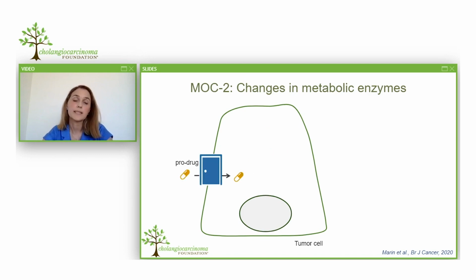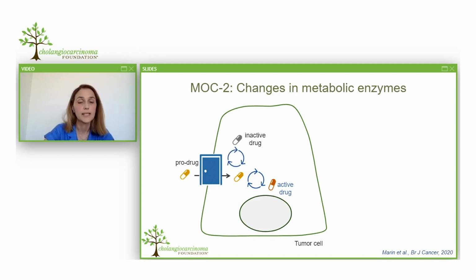But we have to keep in mind that in some cases, drugs are administered as prodrugs, such as gemcitabine. That means that they need to be activated inside the tumor cells. And on the contrary, if we have fewer enzymes, we will have less active drug and less effect. And it's important that this prodrug is not inactivated before obtaining the active drug. So in cholangiocarcinoma, increased levels of these enzymes are associated with lower response to gemcitabine and cisplatin.